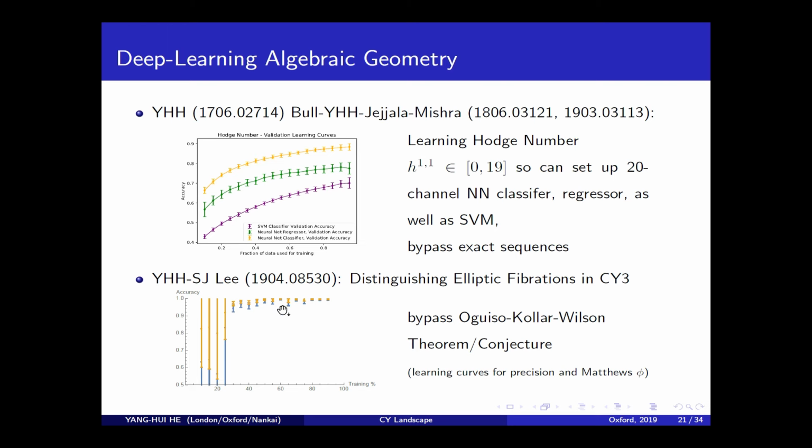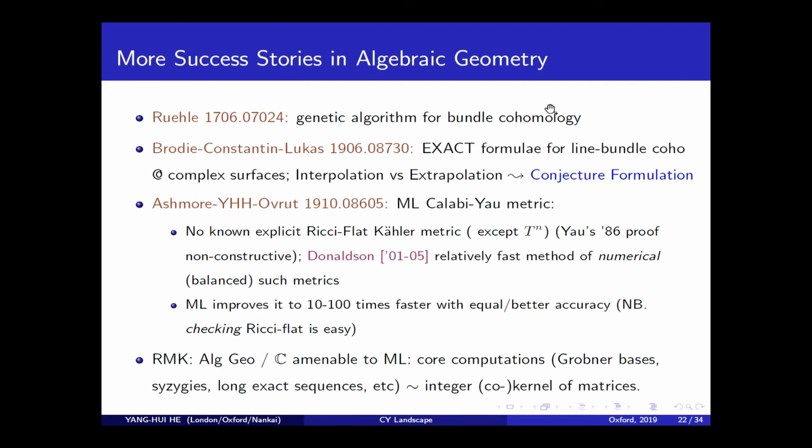This is of interest both to the physics and the math community, because in physics, you may have heard that F-theory is entirely defined on elliptically fibrated manifolds. For mathematicians, this is just crazy. It's very hard, these Oguiso-Collino-Wilson theorems, or conjectures even, and then somehow, just by looking at enough examples, you're bypassing this. Curious. So there are more success stories.